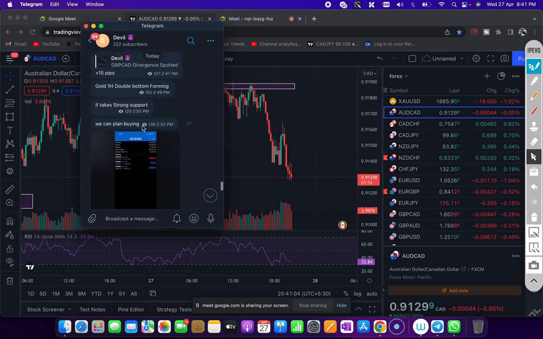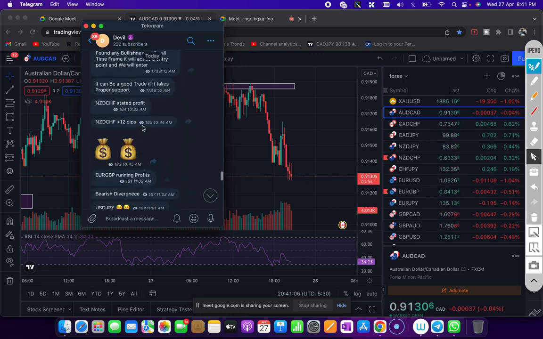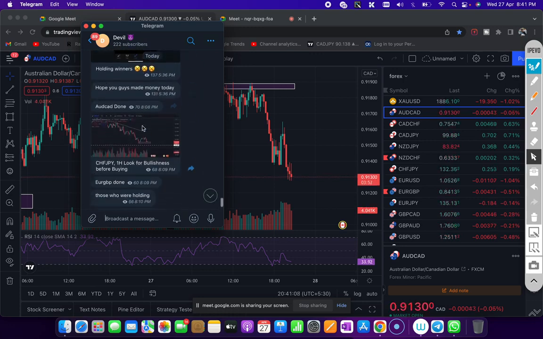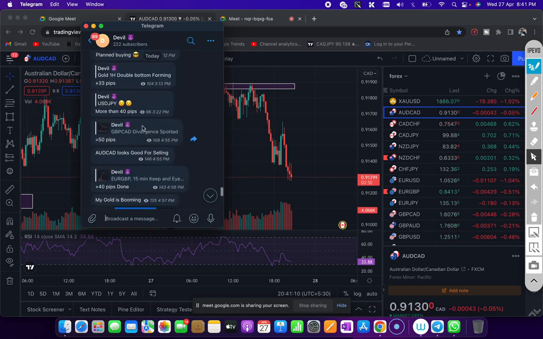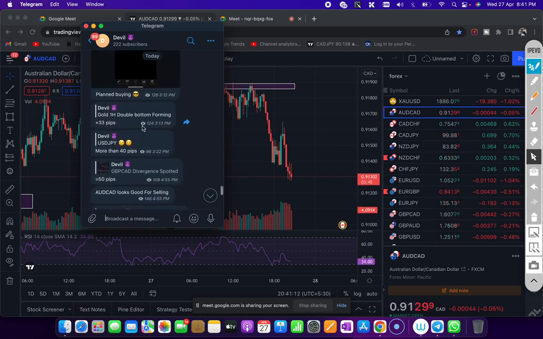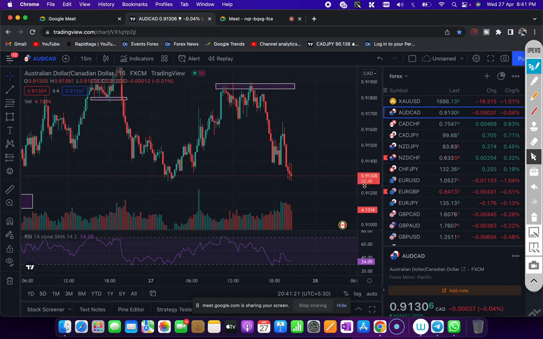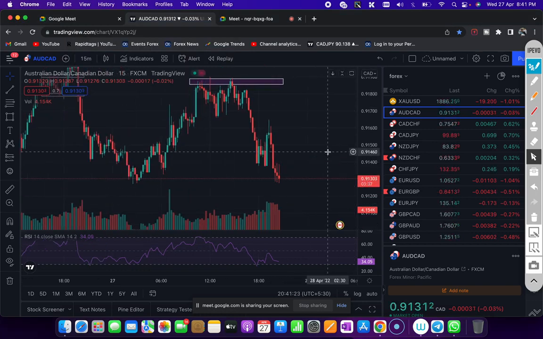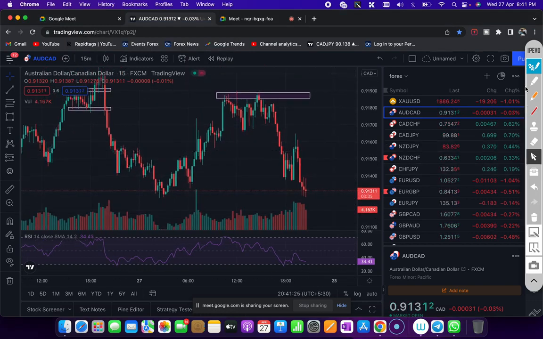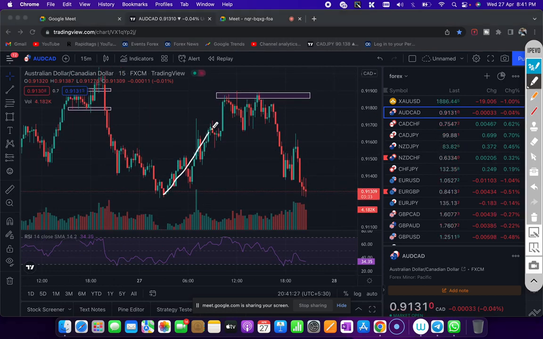AUD CAD. Okay, I guess I have not shared, but AUD CAD looks good for selling. So you have mentioned it. Yeah, I have mentioned this, right? And I have definitely initiated this particular trade. So what happens right here, if you will see, price goes up, it comes down, again it goes up.